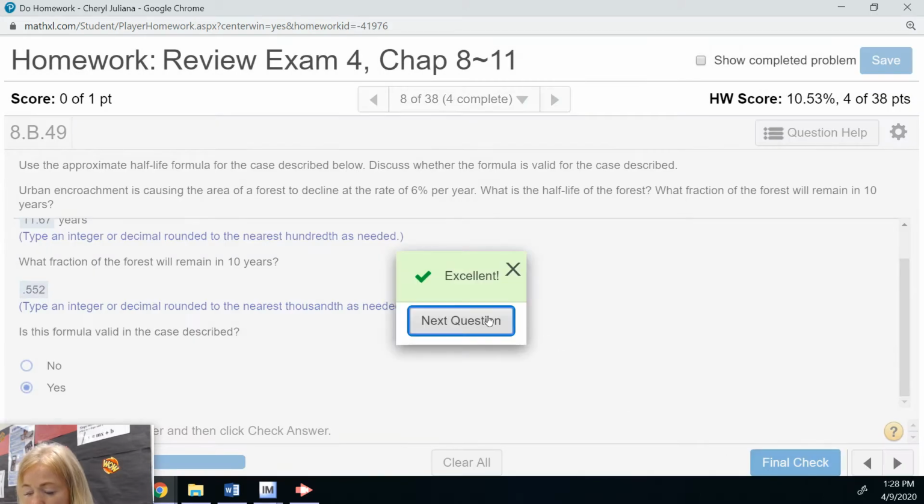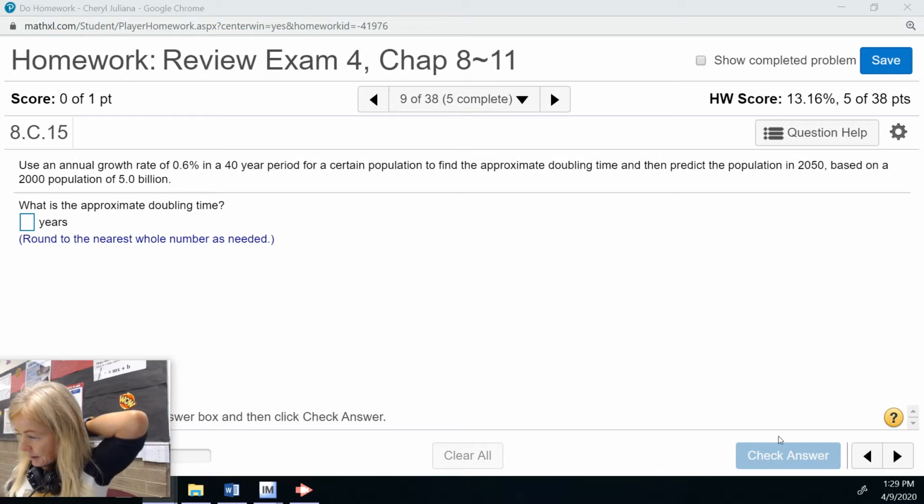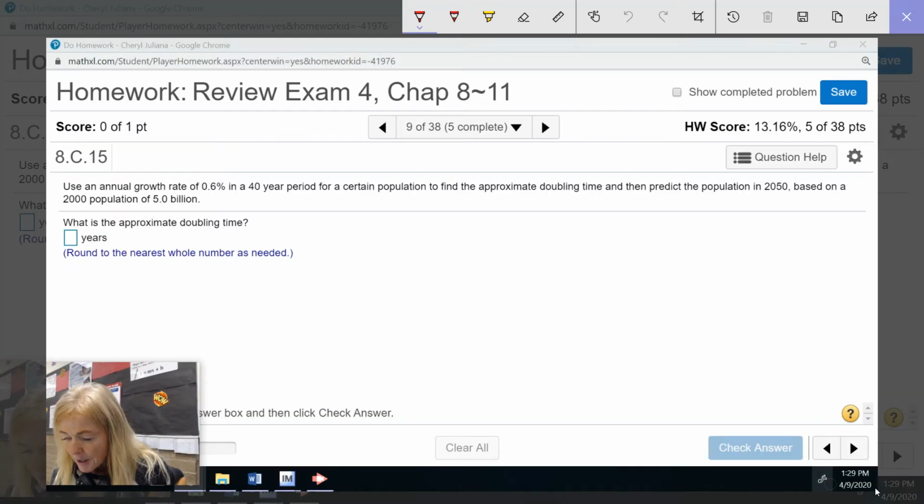All right. Next up, we're going to do number 9. Use an annual growth rate of 0.6% in a 40-year period for a certain population to find the approximate doubling time, and then predict the population in 2050 based on a 2000 population of 5 billion. First, we need to find the approximate doubling time. So approximate doubling time is 70 divided by that 0.6%, whatever the percent is.